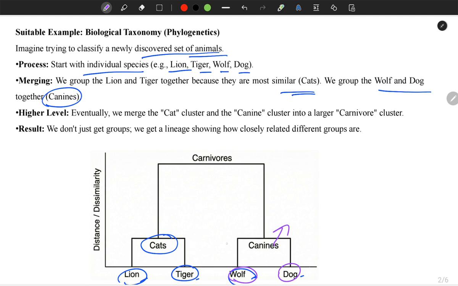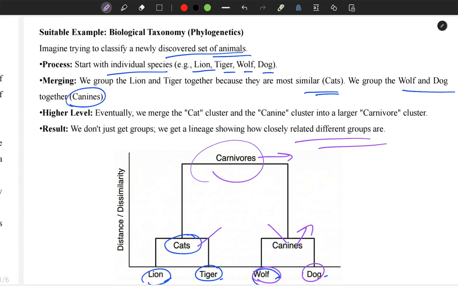Finally, we can see that cats and canines have some similarity. Both are carnivorous. At the higher level, we merge the cats as well as the canines. We cluster them into a larger carnivorous cluster. So what is the result? We don't just get groups here, but we get a lineage showing how closely related different groups are. That's what we do in the case of hierarchical clustering.